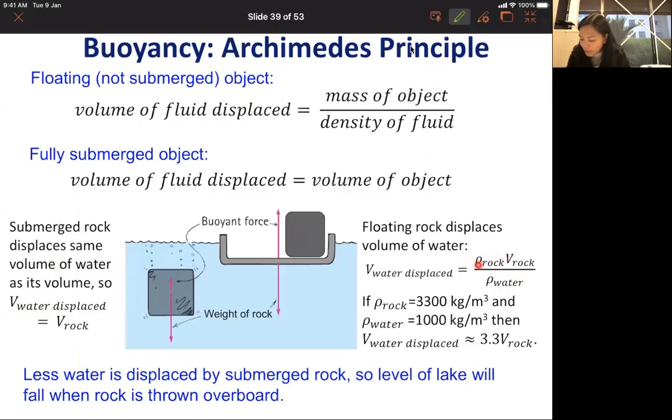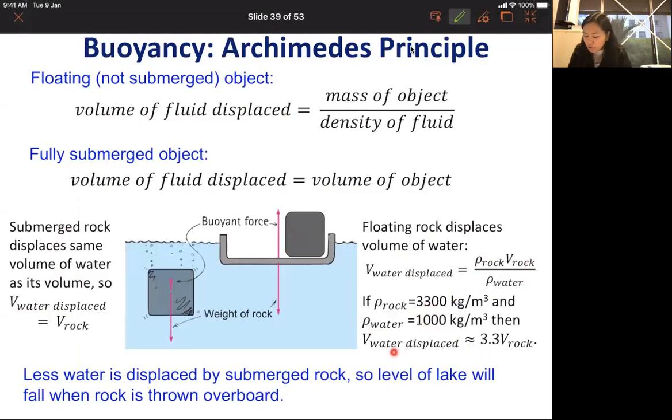I express the mass in terms of density times volume because what the problem gives us is the density of the rock. So we're given the density of the rock is 3,300 kilograms per cubic meter, and the density of water is 1,000 kilograms per cubic meter. So if we divide those two, density of rock divided by density of water, that's 3,300 divided by 1,000, which is 3.3.